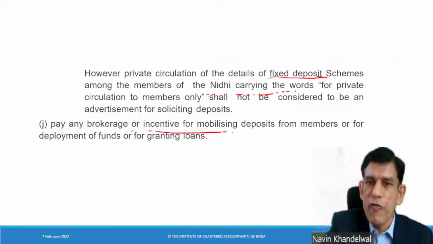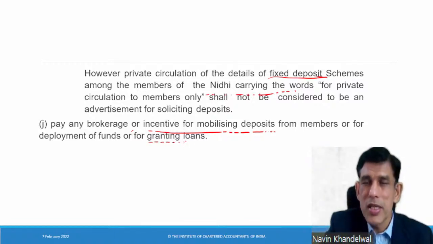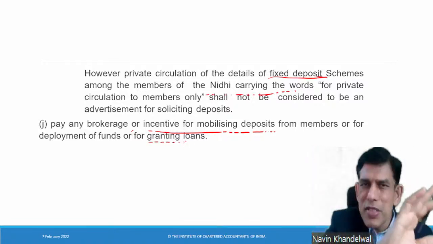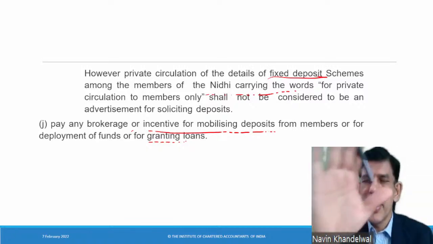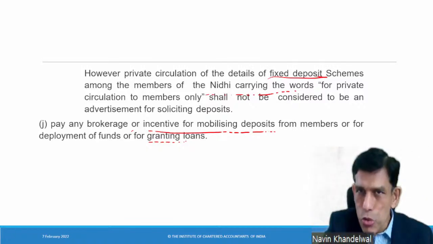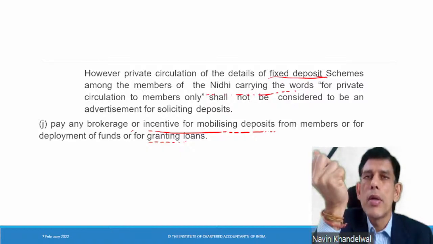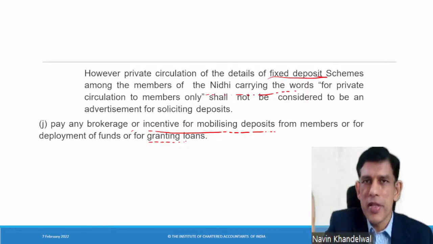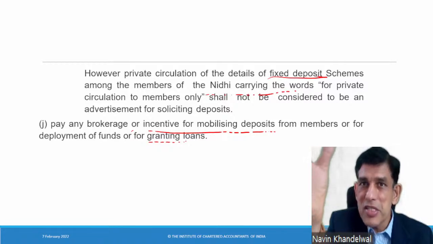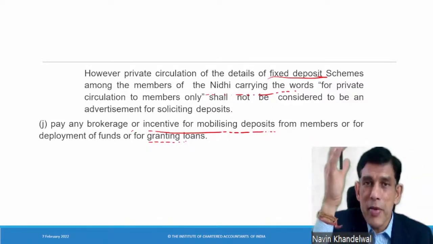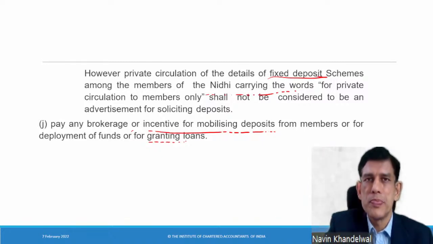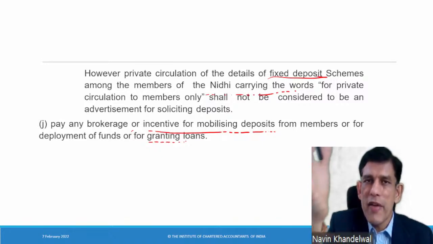They cannot pay any brokerage or incentive for mobilizing deposits from members or for deployment of funds or for granting loans. Friends, anything which is outside the members, anything which is there to attract new people, is not allowed for Nidhi companies. They work in a very restricted environment. But still remember, friends, there are Nidhi companies having deposits of 10 crore and more. As I told you, they have spread their wings and reached out to that particular level where banks have not reached so far.